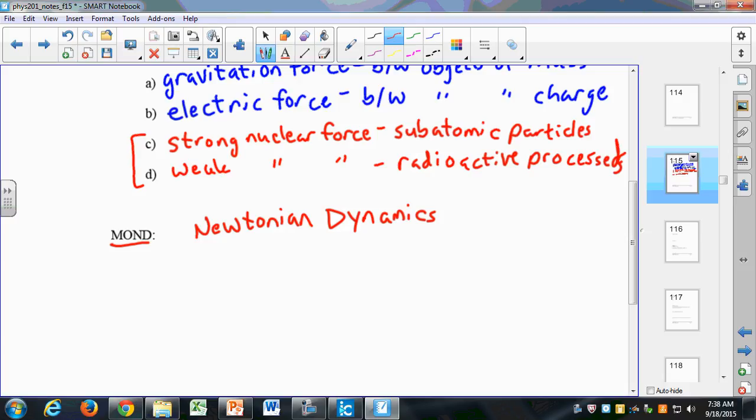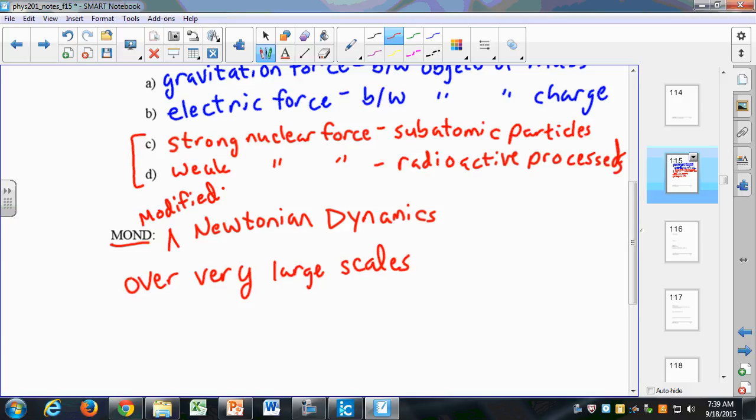But now there's this new idea coming out, or it's been out probably for a couple of decades, this modified Newtonian dynamics. And it just says over very large scales, Newtonian dynamics begins to break down. Or it's not so much that it breaks down, but you have these extra terms that come into play over very large scale. You could say maybe perturbations, if you'll call them that. These are just extra things that slightly change Newton's laws.